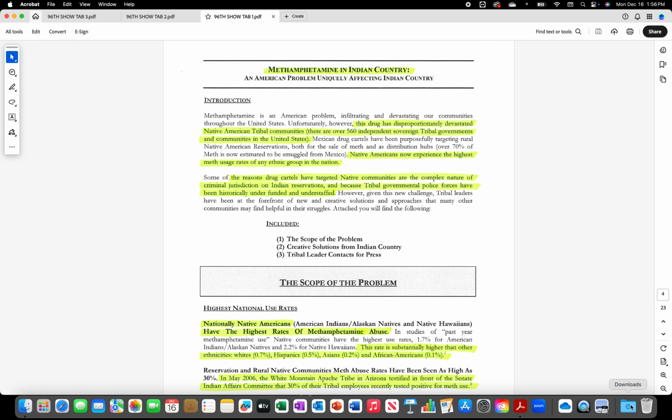Native Americans now experience the highest meth usage rates of any ethnic group in the nation.